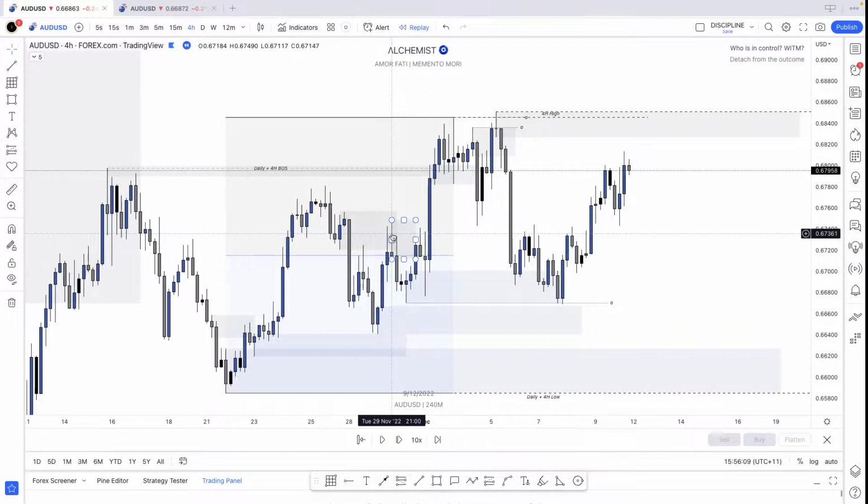Price interacts with that supply, tries to set a lower low, but fails, and demand takes control, interacts back with the supply. Again, supply tries to set another lower low, fails, and essentially demand takes control and breaks above, resulting in our daily plus 4-hour break of structure.